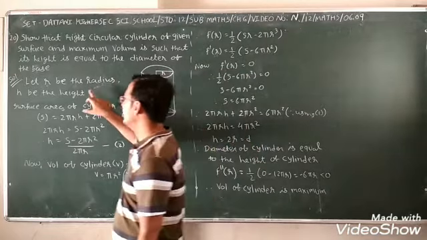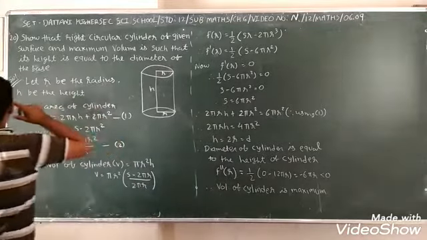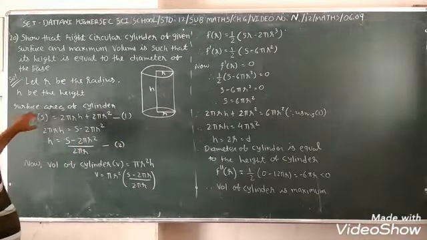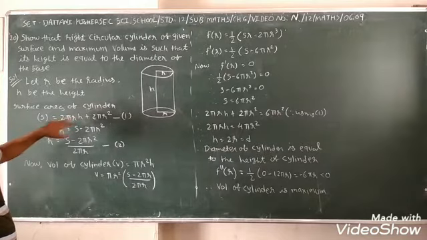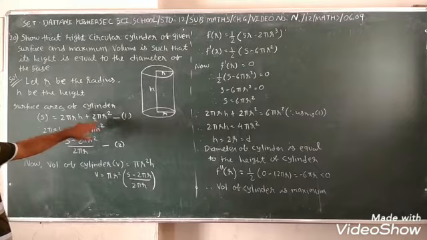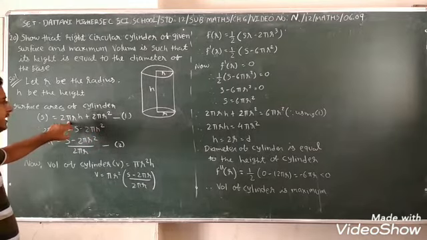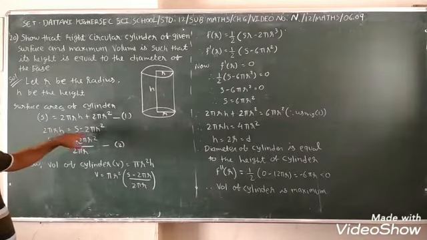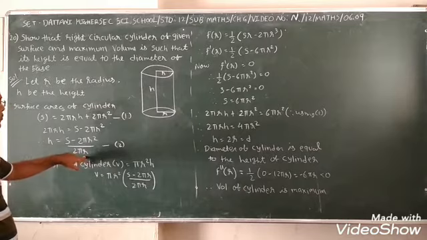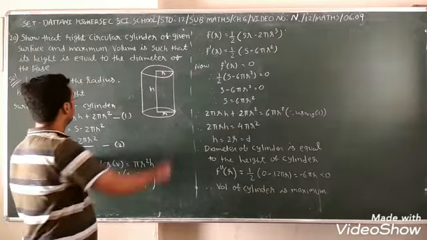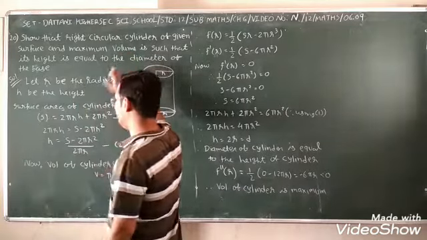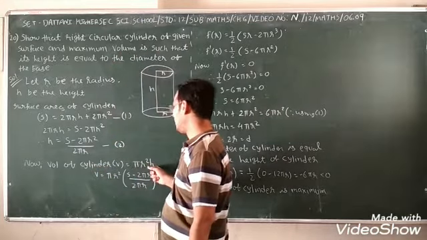Let r be the radius and h be the height. Surface area of cylinder, formula: S is equal to 2 pi rh plus 2 pi r square. From that I want to make height the subject. 2 pi rh is equal to S minus 2 pi r square. So h is equal to (S minus 2 pi r square) upon 2 pi r. Now we have to make the volume, that is volume of cylinder, pi r square h.